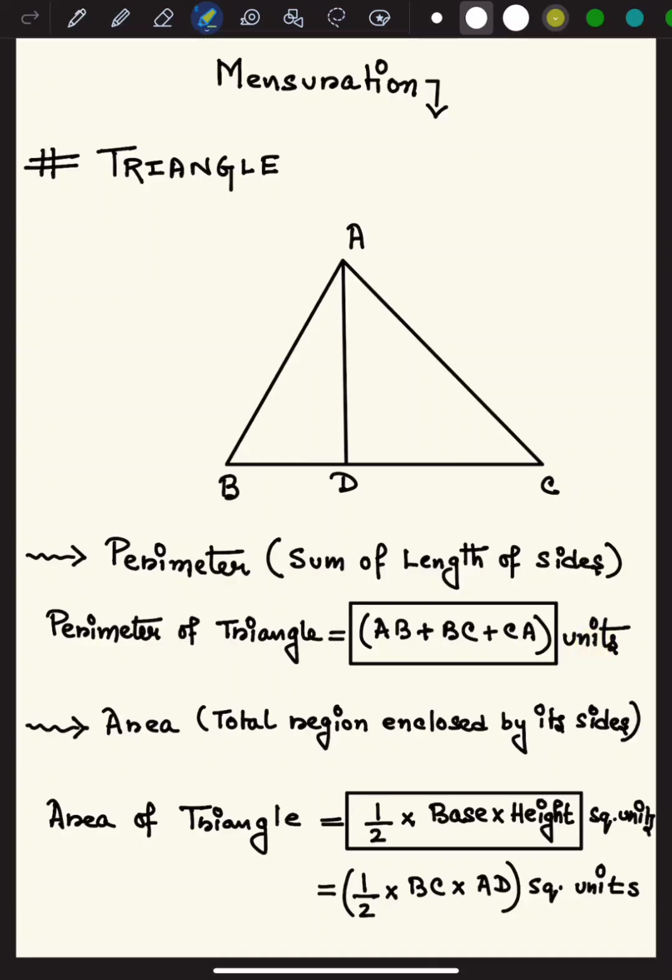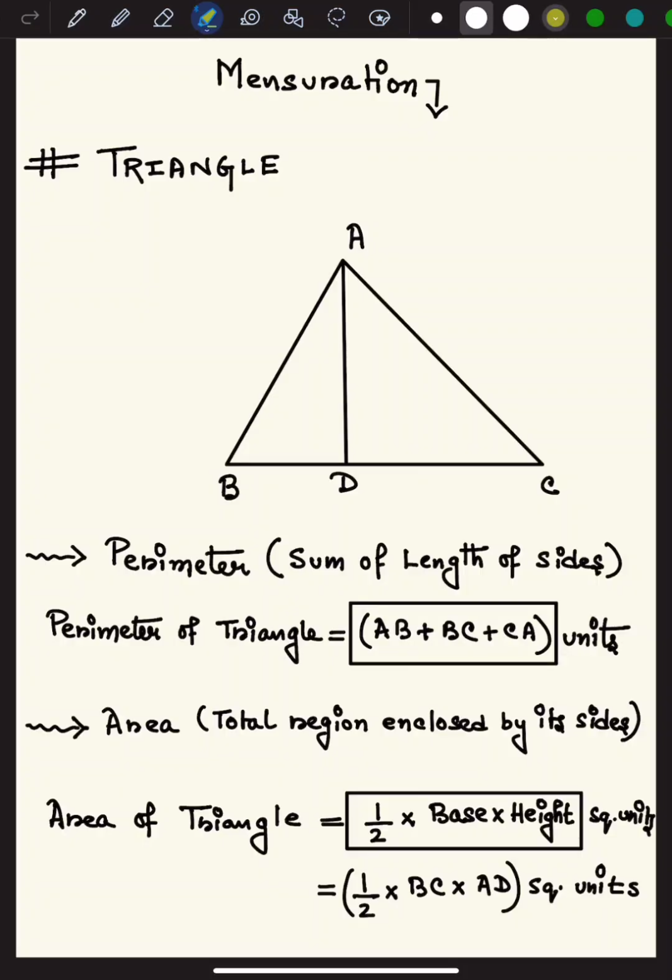So if the sides are given, for example, if this is 5 centimeter, this is 6 centimeter, and this is 7 centimeter, then the perimeter of the triangle will be 5 centimeter plus 6 centimeter plus 7 centimeter, which is equal to 18 centimeter, right?